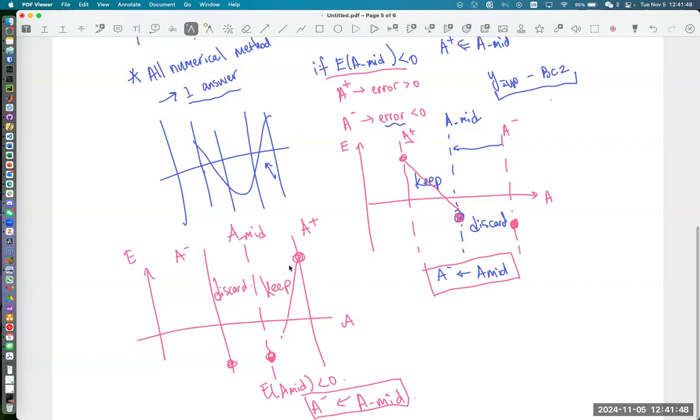Even though the left and right has been changed, we're caring about changing the A plus and A minus instead of the physical coordinate of left and right. I think that's one distinction with the actual root finding problem.